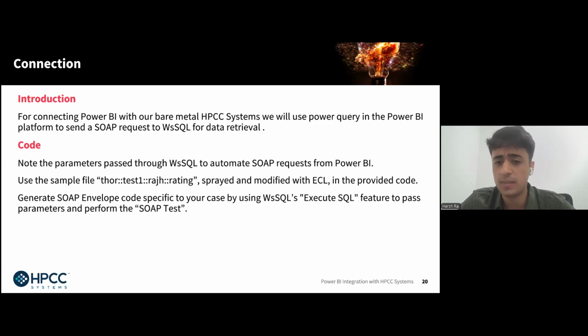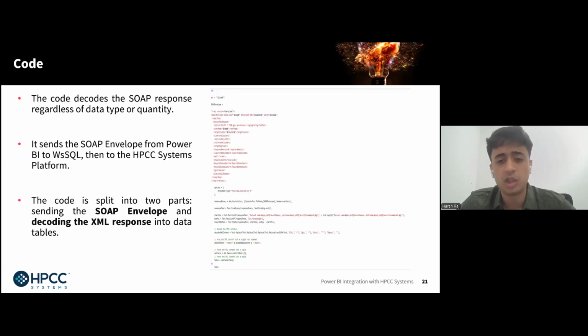So now the next step will be using our WS SQL query to extract the data using SOAP test and the SOAP request that we'll send. Now, the code that we have been talking about all around, is the code that will be running in our Power Query in our Power BI to extract the data. On the right half of the screen, we can see the code that we have been mentioning.